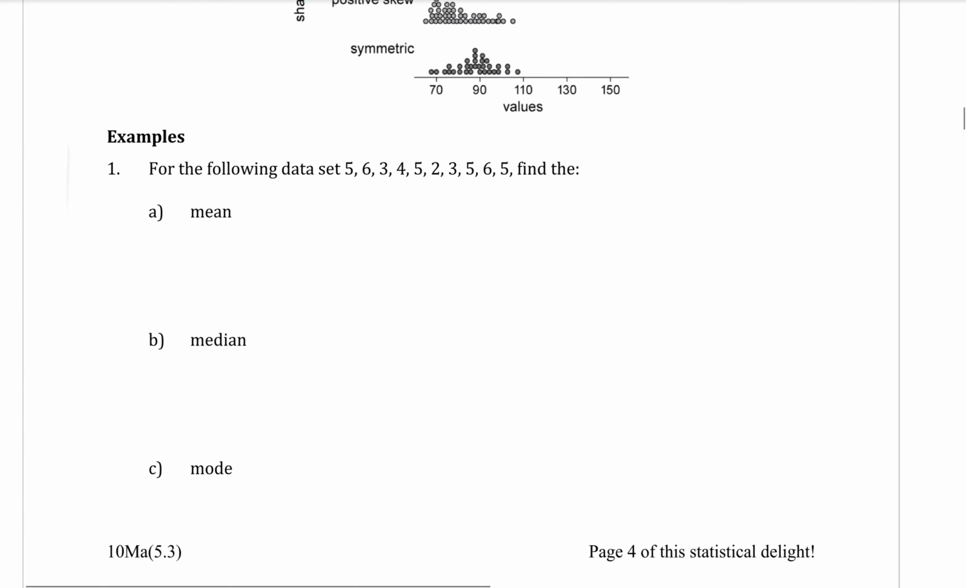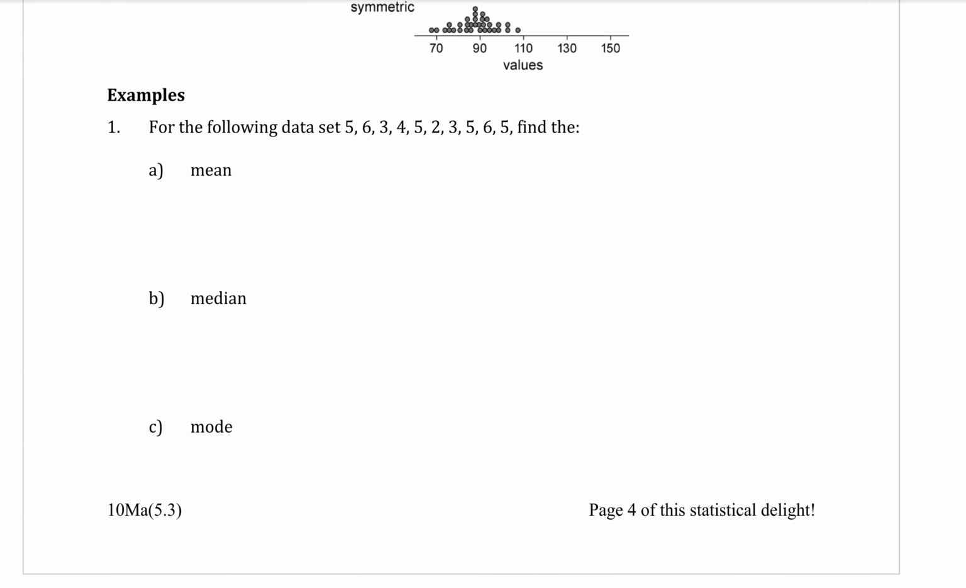So here's our examples. Question 1. For the following set of scores, find the mean, the median, and the mode. Okay, good old-fashioned. Here is some data. Let's find those things. To find the mean, remember that's the sum of the scores divided by the number of scores. So you're going to grab your calculators out and add up all those numbers, please.